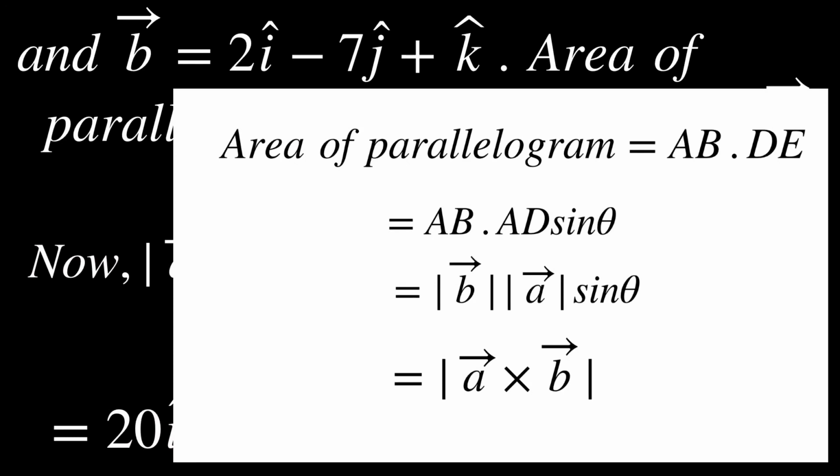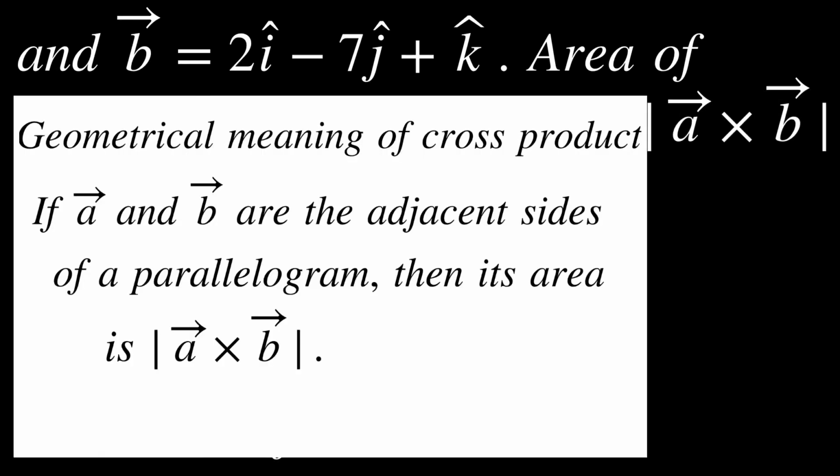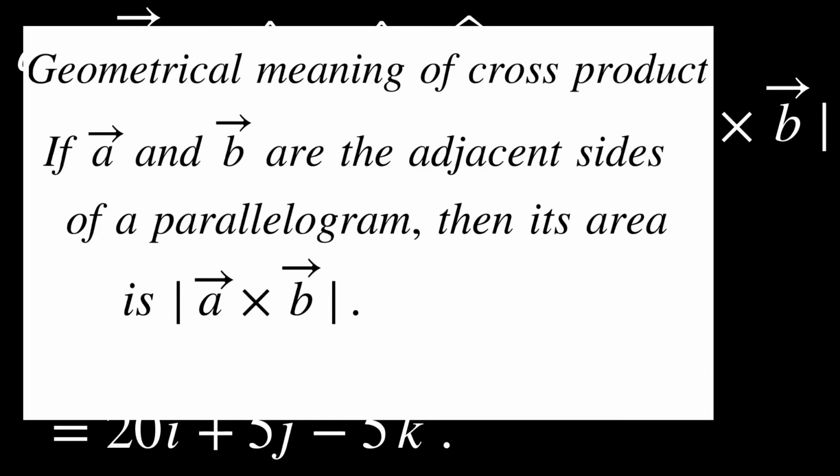So area of parallelogram ABCD is given by AB dot DE. Correct. It is nothing but what? AB dot AD sin theta, which is equal to modulus of vector B into modulus of vector A into sin theta, which is nothing but modulus of A cross B. Thus we can see that area of a parallelogram with adjacent sides as vector A and vector B is given by modulus of A cross B.